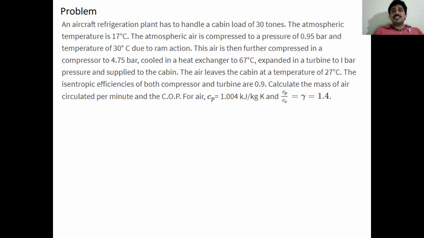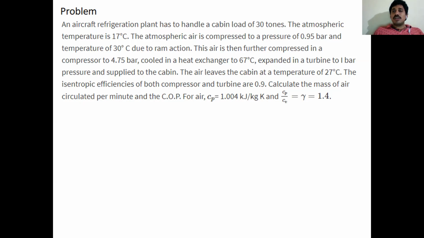So this air is then further compressed in a compressor. After the ramming process, that air is moved to one more compressor, where once again pressurization takes place. Due to that compressor, the pressure value is 4.75 bar, and it is cooled in the heat exchanger to 67 degrees Celsius. So after the heat exchanger, we got a temperature of 67 degrees Celsius.